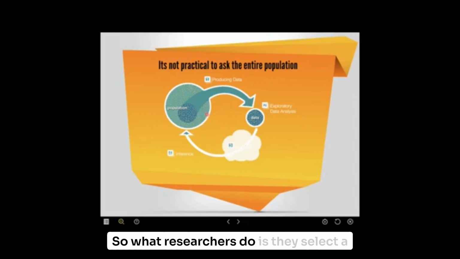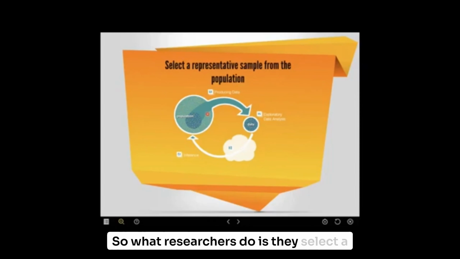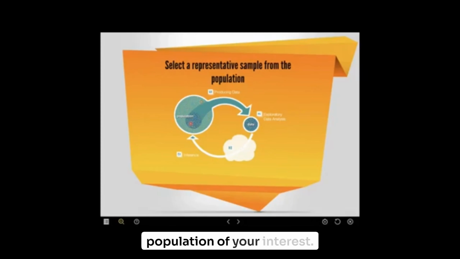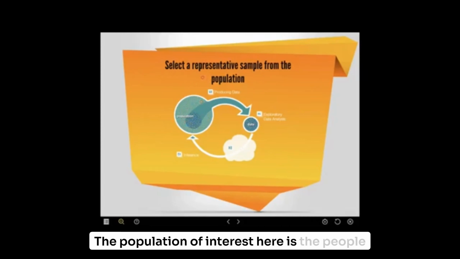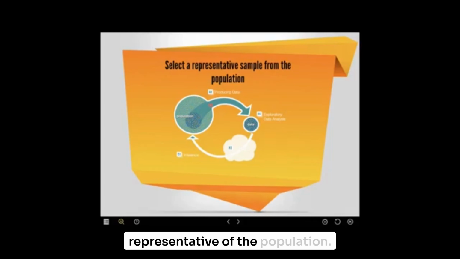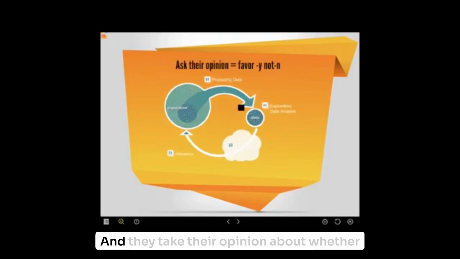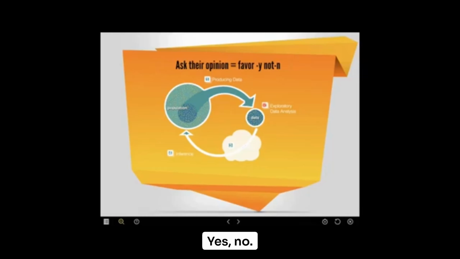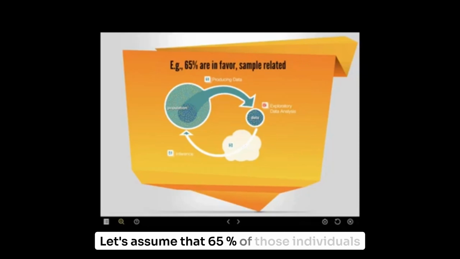So what researchers do is they select a sample that represents the population of your interest. The population of interest here is the people in the US. I'm going to select a random sample that is representative of the population, and they ask this question, and they take their opinion about whether they favor or not the death penalty. So each individual will answer a question: do you favor death penalty? Yes, no. Let's assume that 65% of those individuals are in favor. So in this sample, 650 out of 1,000 individuals said they are in favor of death penalty.